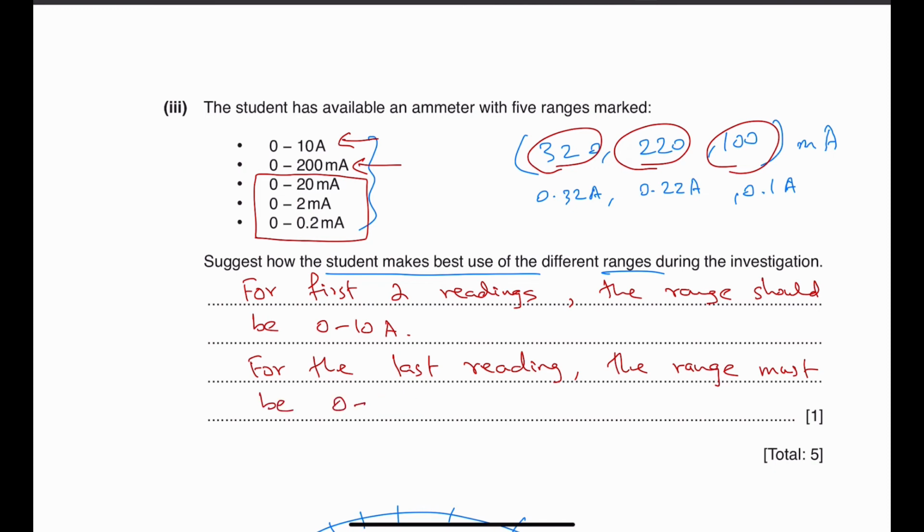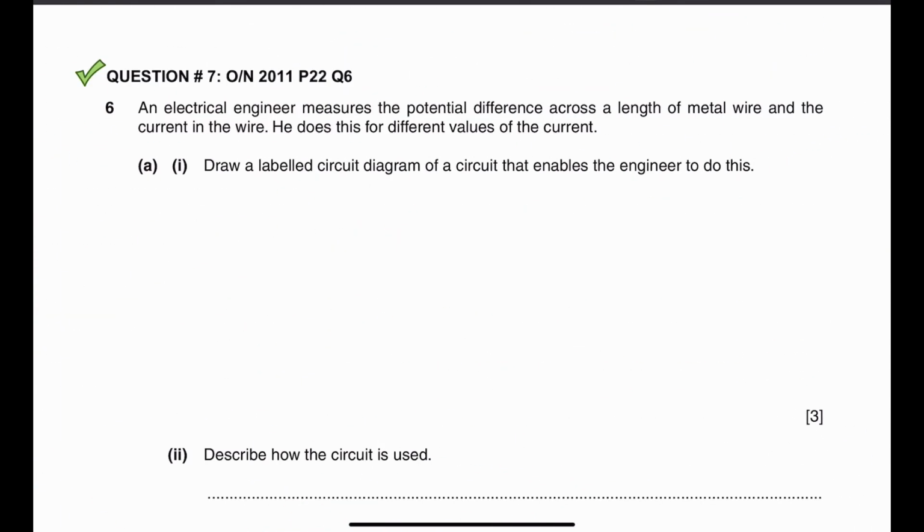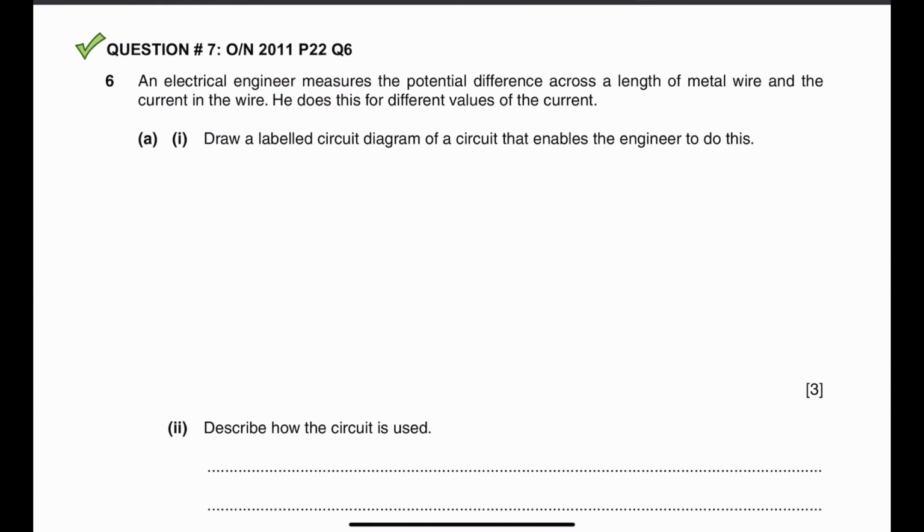Alright, so now we are on to the second last question, and in this one there is an electrical engineer that measures the potential difference across the length of a metal wire and the current in the wire, and he does this for different values of the current. Now we have to draw a labelled diagram, and we have to show how he does this. Well, so let's suppose this is the metal wire that he has to perform the experiment on.